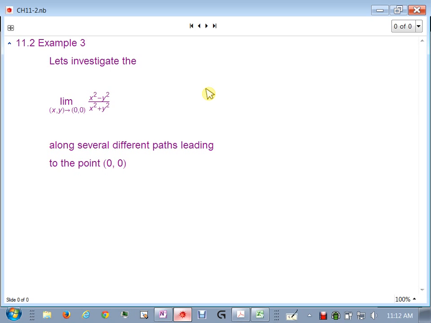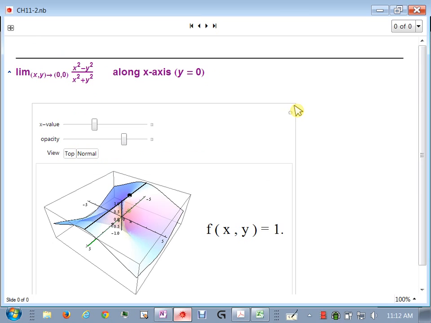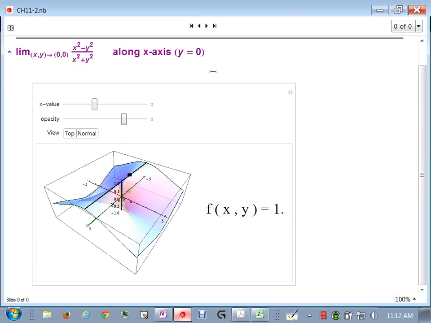So let's start with this one. We're investigating the limit as (x, y) approaches (0, 0) of (x squared minus y squared) over (x squared plus y squared), and we're going to do it along a couple of paths. First, we're going to look at this along the x-axis. So I have a picture here.